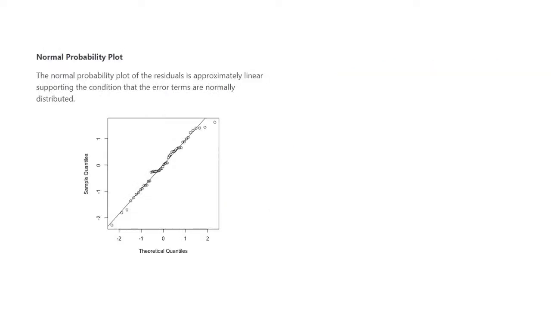Now this is a normal probability plot of residuals. From this normal probability plot, we can judge whether the assumption of normality holds or not.